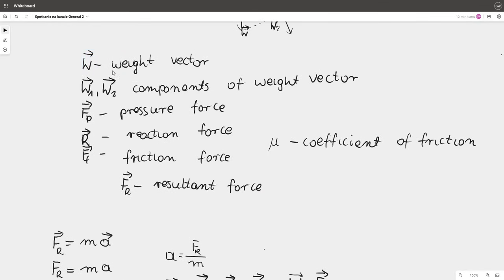W is weight vector, W1 and W2 are components of weight vector, Fp is pressure force, R is reaction force, Ff is friction force, Fr is resultant force, μ is coefficient of friction.